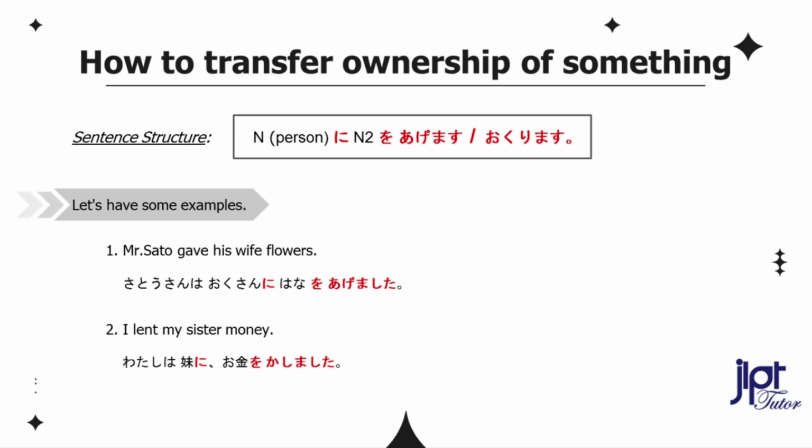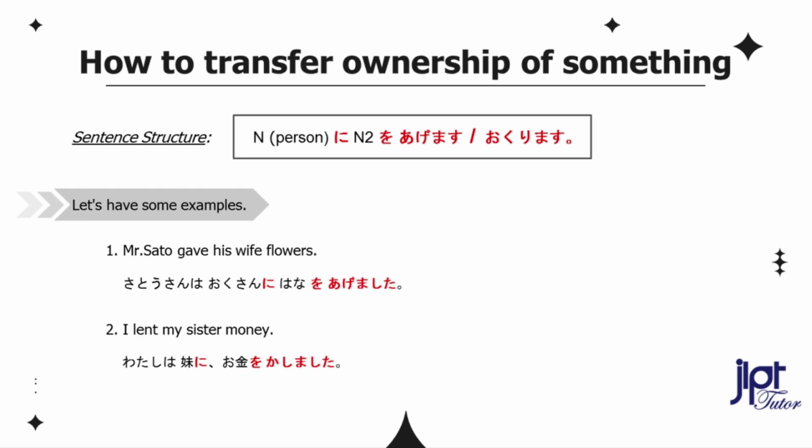Let's have some examples. Mr. Sato gave his wife flowers. 佐藤さんは奥さんに花をあげました。 I lent my sister money. 私は妹にお金を貸しました。 We use the particle ni to indicate a person.